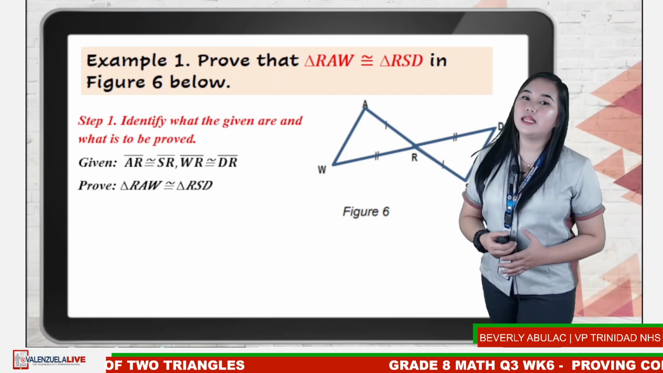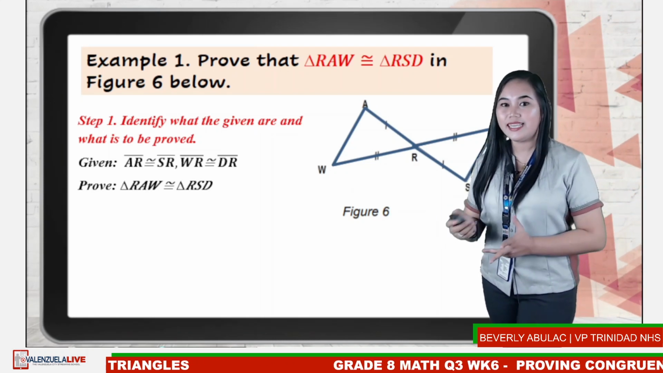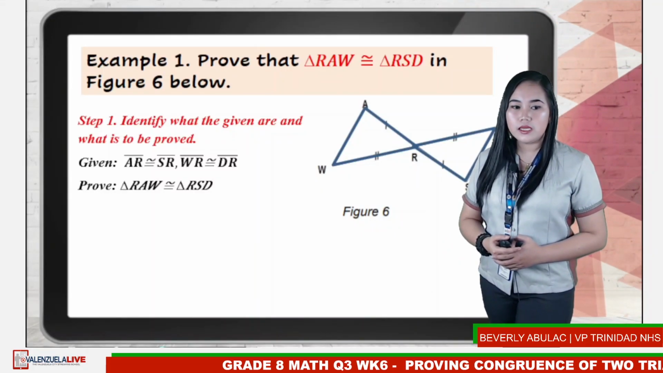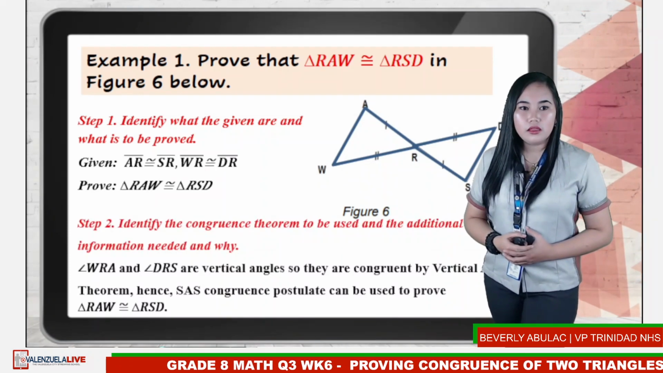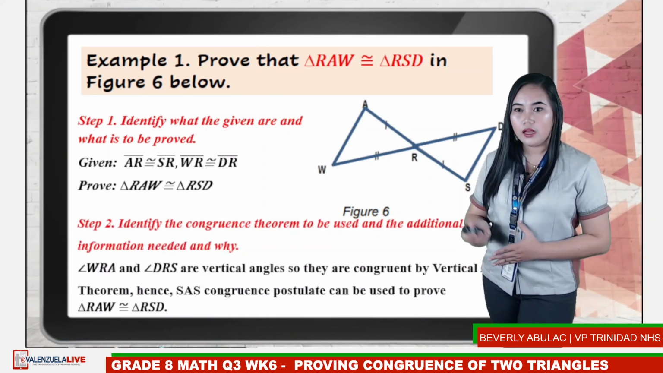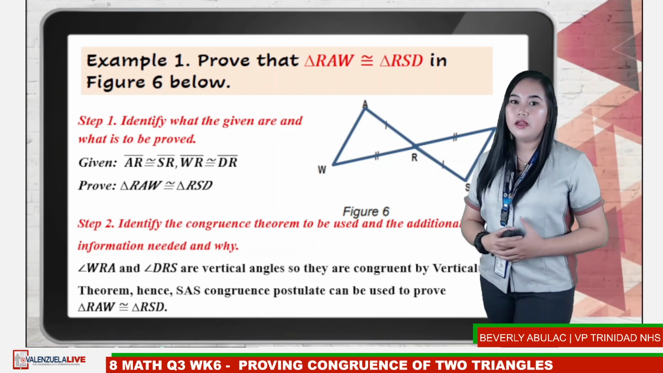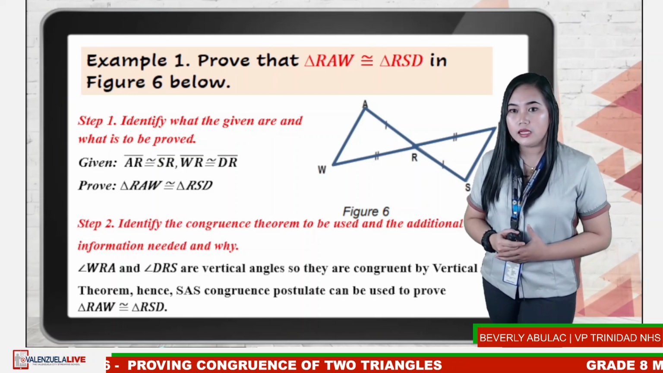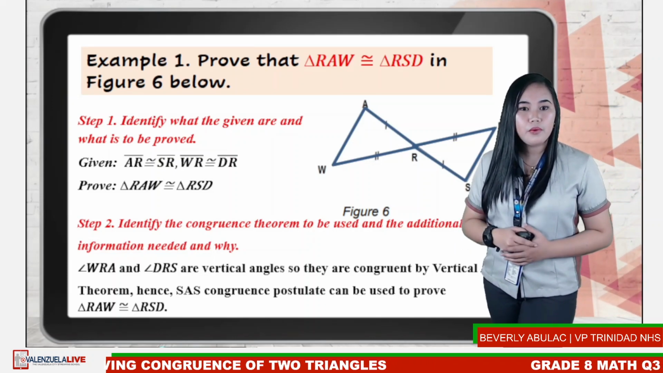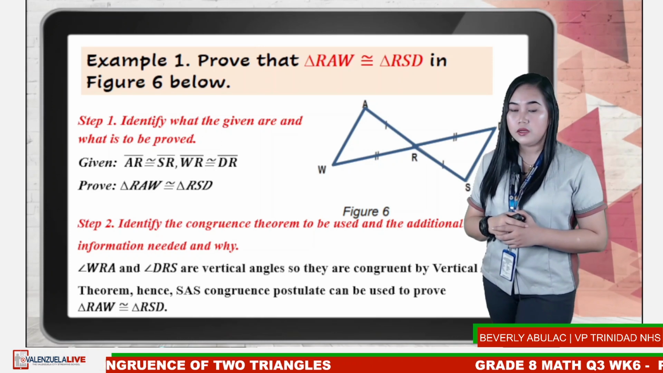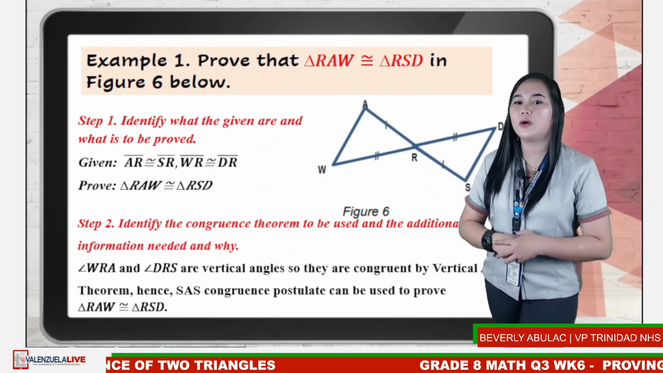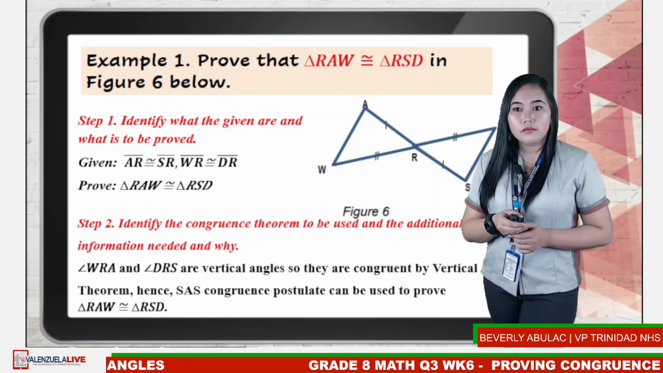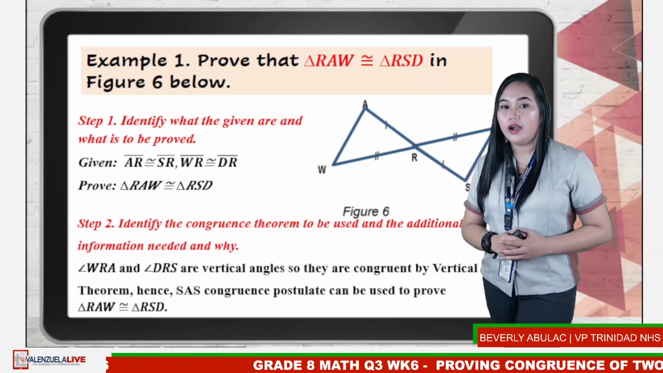Step 2, we have to identify the congruence theorem to be used and the additional information needed and why. As you can see in the figure, angle WRA and angle DRS are vertical angles, so they are congruent by the vertical angle theorem. Hence, the SAS congruence postulate can be used to prove that triangle RAW is congruent to triangle RSD.